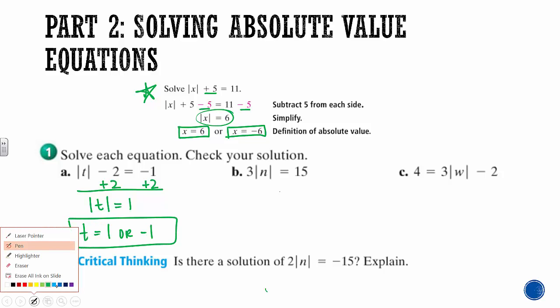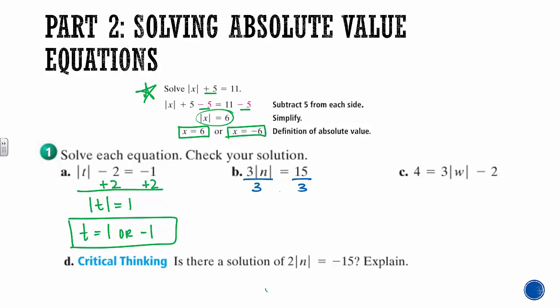So now for the next one, remember we're using properties of equality. So this says 3 times the absolute value of n equals 15. So to undo that multiplication, I'm going to divide. And I get the absolute value of some number is 5. So stop and ask yourself, what numbers are 5 spaces away from 0? And they are 5 or -5.